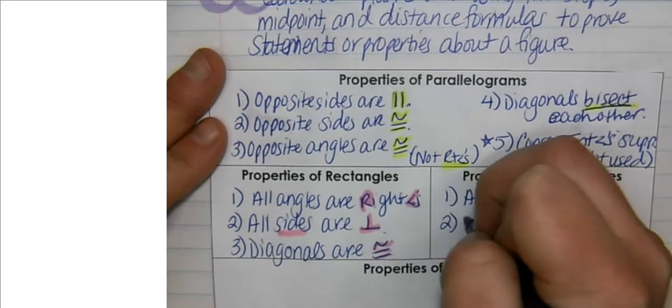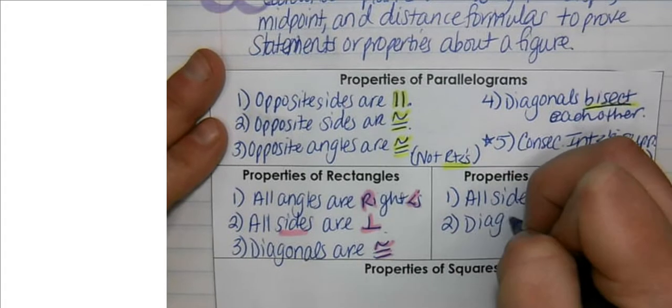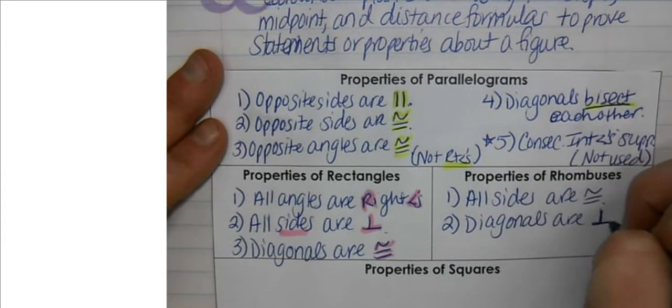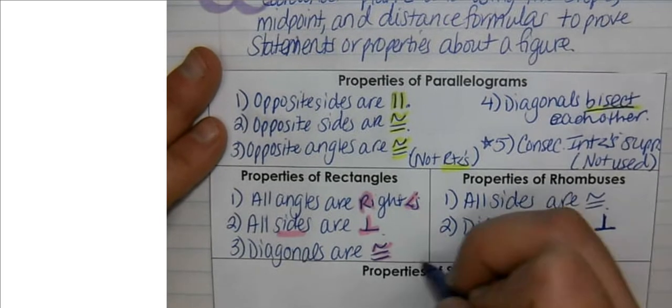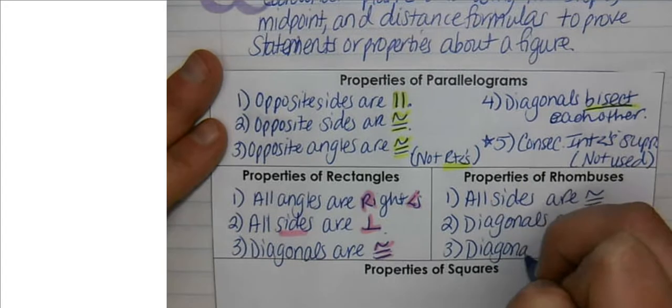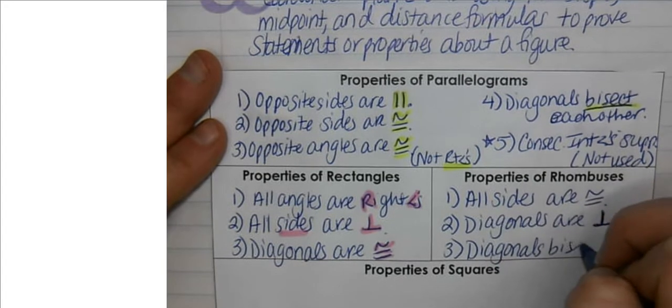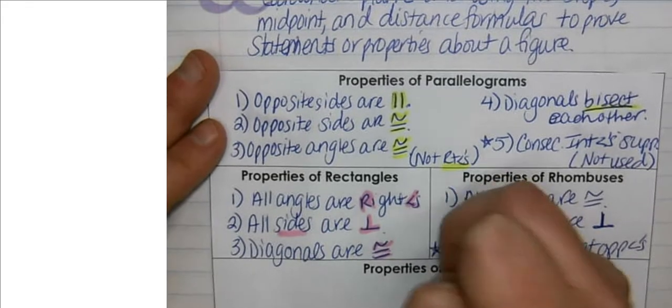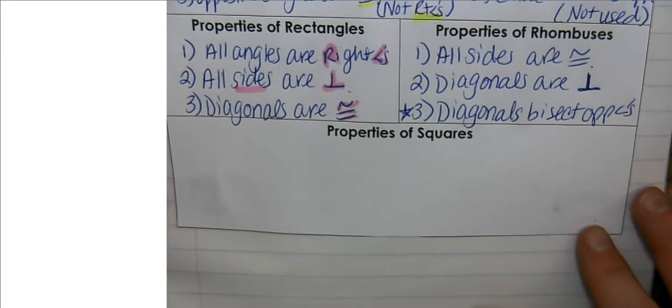The diagonals are perpendicular, so they intersect to form a right angle. And number three, the diagonals bisect the opposite angles, but I'm going to put a star next to this one because we are not going to be using that property in coordinate proofs.